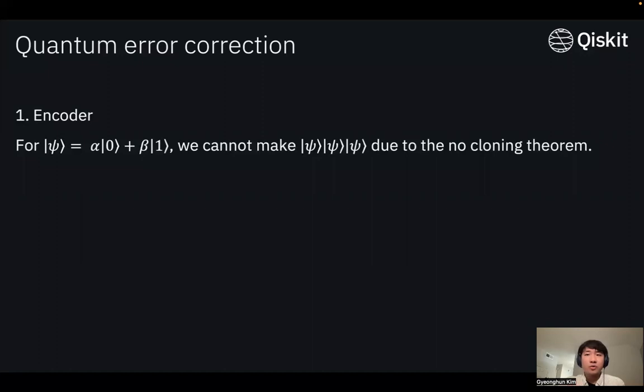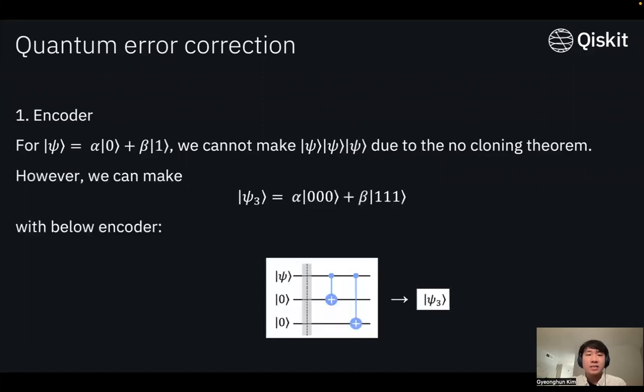I told you that error correction algorithms have 4 steps: encoding, detecting, correcting, and decoding. So let's look at the encoding process first. Let's imagine we have a single qubit with some arbitrary state, which can be written as alpha|0> plus beta|1>. Because of the no-cloning theorem, we cannot make a precise copy, right? So instead, we can make this alpha|000> plus beta|111> state.